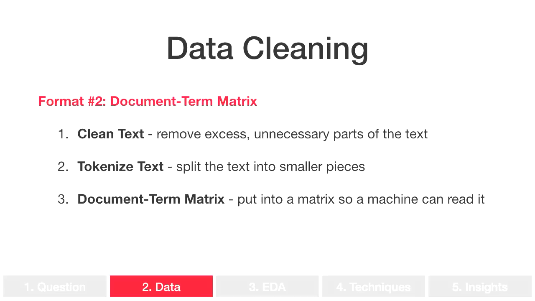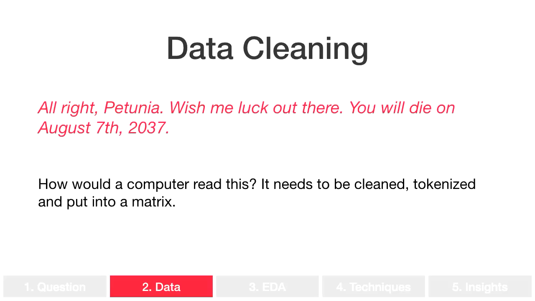So the second thing we're going to create is a document-term matrix. And this is a little bit more complex. So the things we need to do here is first we have to clean our text, then we have to tokenize it, and then finally put it into matrix form. So let's walk through this step by step. So this is the first line of John Mulaney's stand-up routine. And if you look at it, it looks pretty messy.